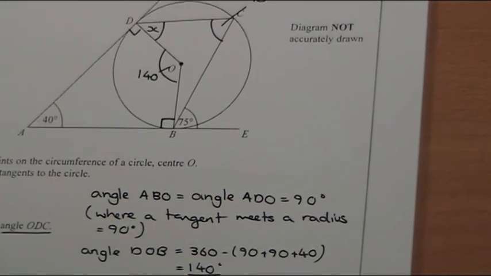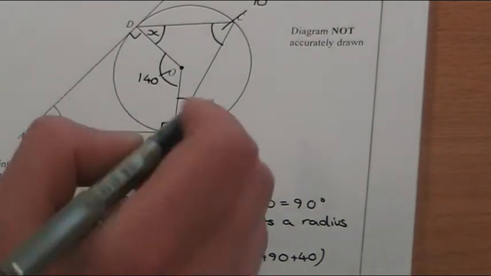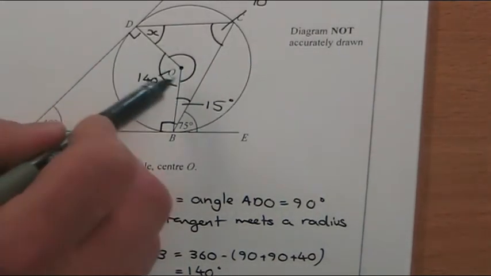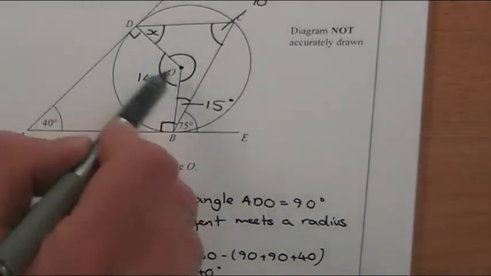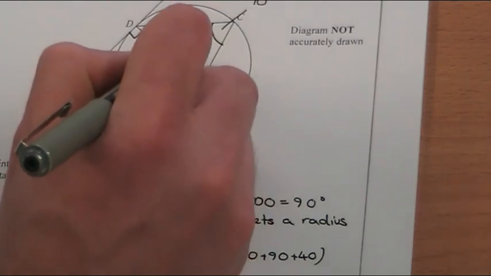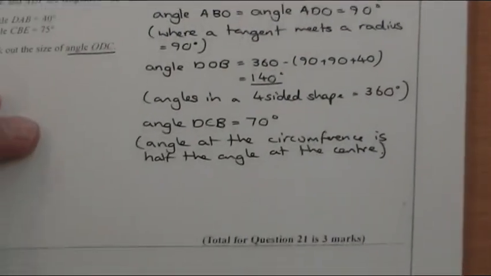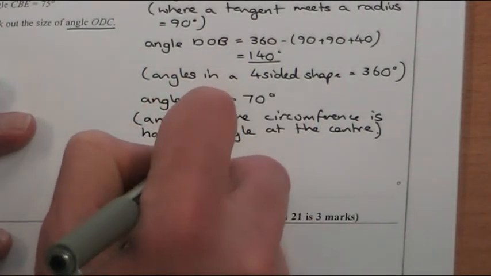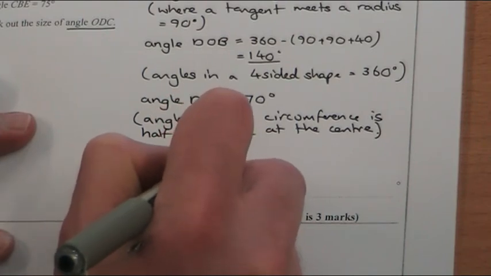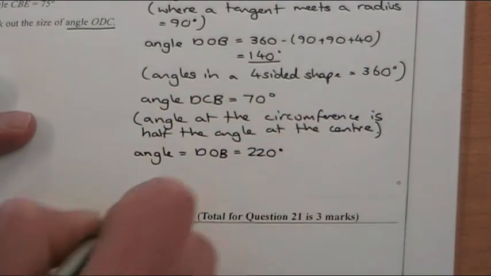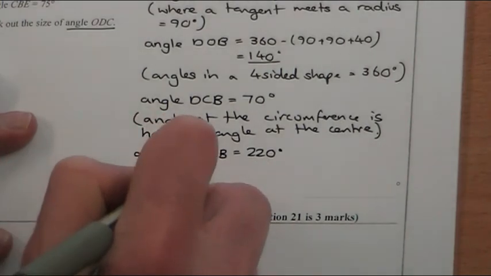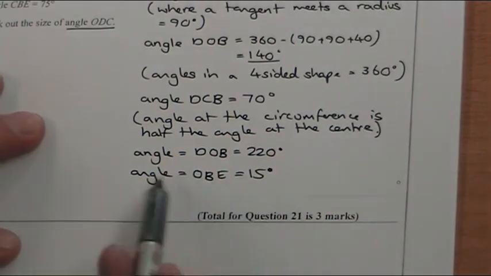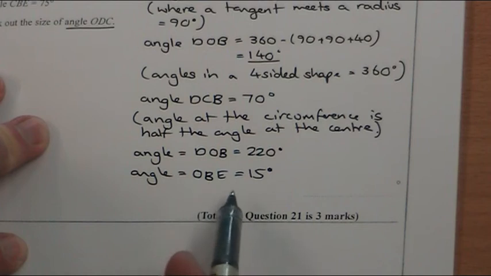Now we can easily do this one, because if this is 90, it means this is 90, so this must be 15. And while we're here, we can fill in this one as well. So these must add up to 360, because it's around a point, so that is 220. So angle DOB is also 220 degrees. I'm going to say angle OBE is 15. And I could be adding extra, but I'm conscious that this video is now getting quite long.